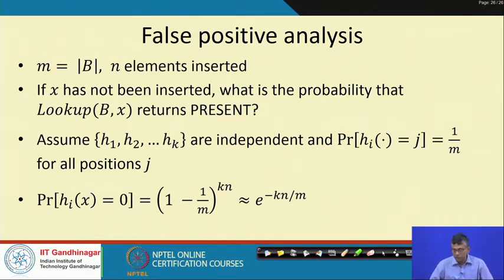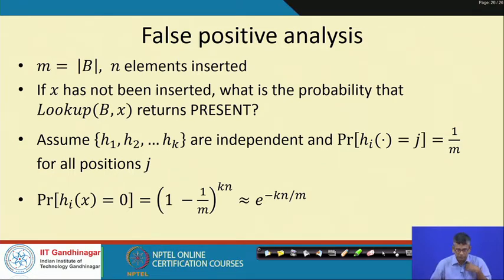So, let us also start out by assuming that for any of these Hi's, the probability that Hi of x equals j, for a fixed j and a fixed x, equals 1 by m for all x and j. All that really says is that given any x, it is equally likely to map into any of the positions of the array. Okay, that is all this says.